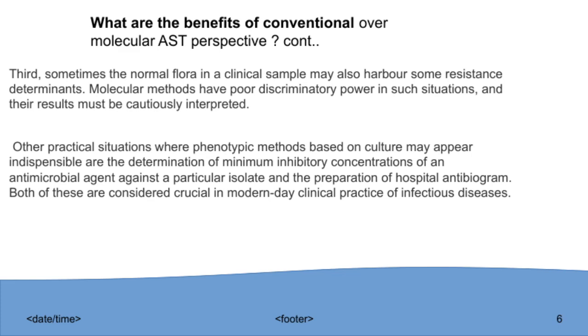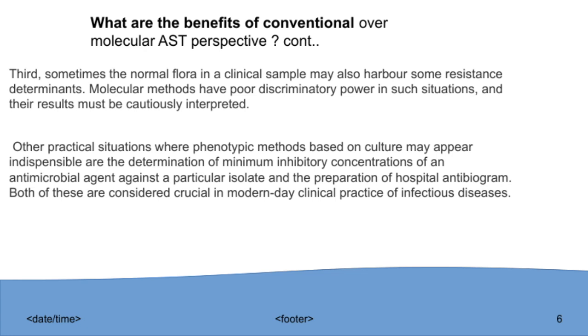Thirdly, sometimes the normal flora present in a clinical sample can also carry resistance genes. This means that molecular methods, which detect these genes, might not always give us a clear picture. Their results can be tricky to interpret correctly because they don't distinguish whether the resistance genes are in the pathogen or just part of the normal flora.